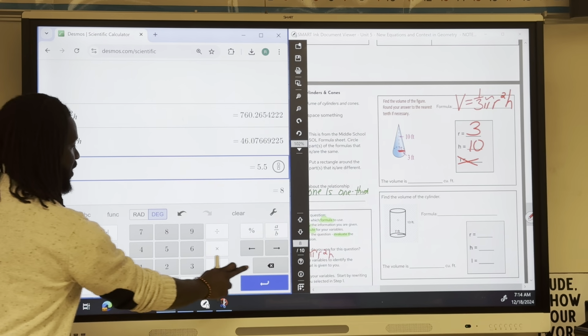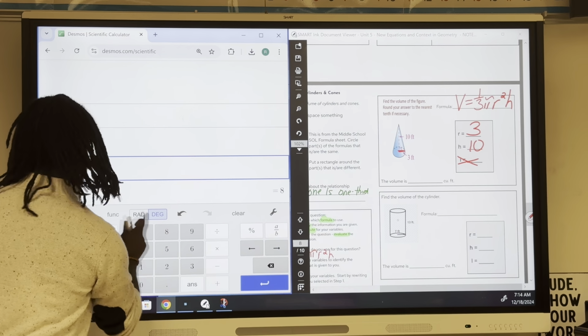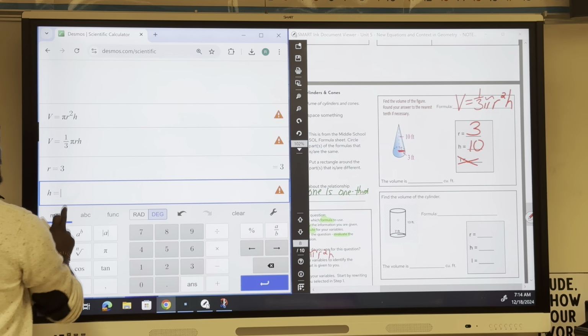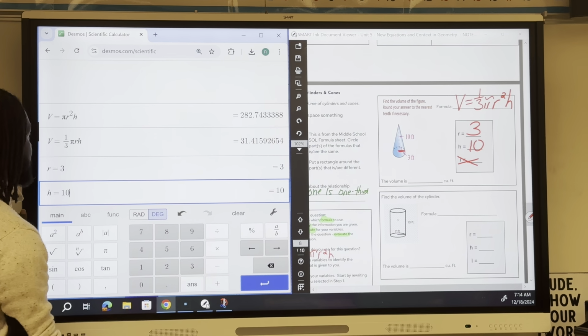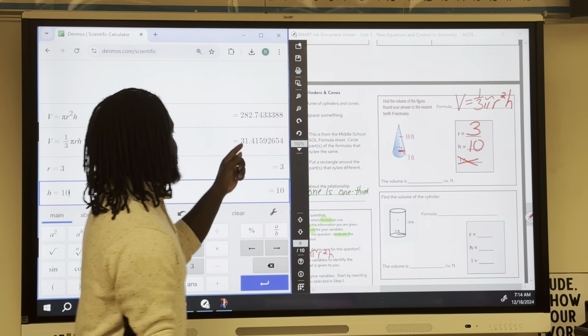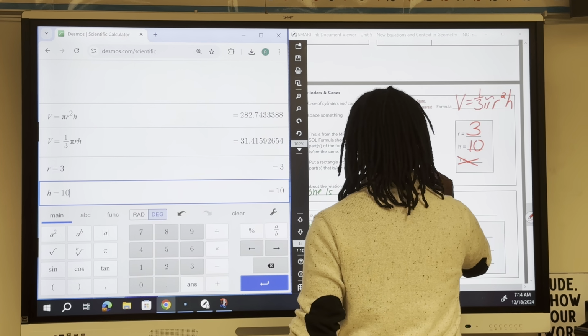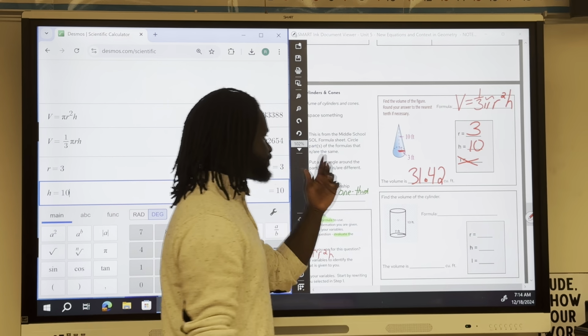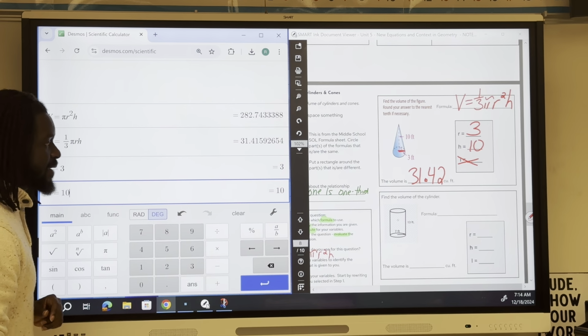So I'm going to go over here to Desmos. I'm going to tell it that the radius is 3, the height is 10, and then, again, I'm going to use this formula here, and it is 31.42 is my volume, all right?